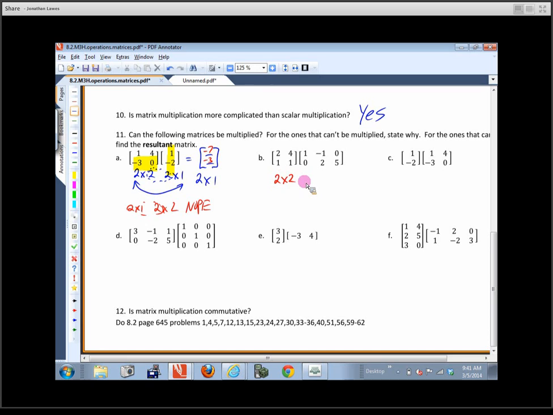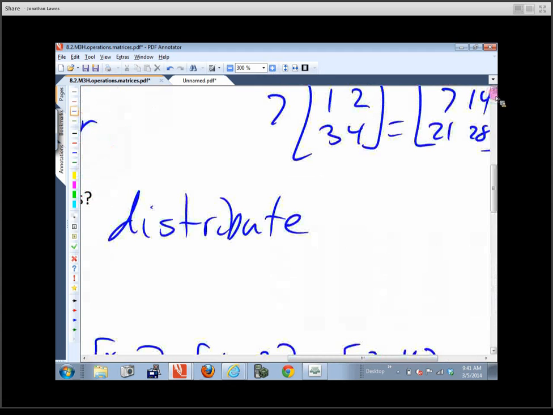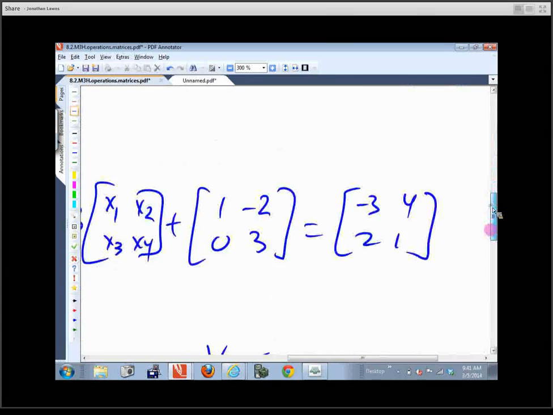This is a 2 by 2. This is a 2 by 3. Can I multiply these together? Yes. What are the dimensions of the resultant going to be? They're going to be a 2 by 3, right? So let me make this a little bit bigger so we can see what's going on here. Whoops. Not quite that far.